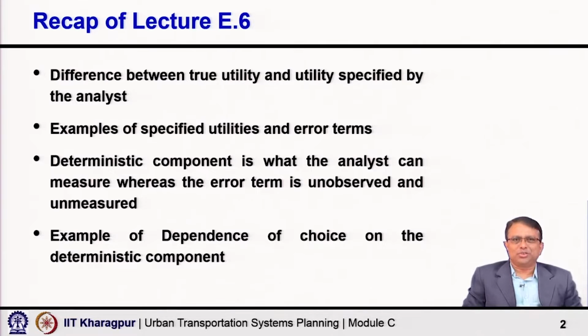And then we explained through a set of examples the dependence of choice on the deterministic component. If the deterministic component of utility for an alternative increases, the probability of choosing that alternative will increase. If the deterministic component of utility decreases, there will be a reduction in the probability of choosing that alternative. That dependency we explained with a set of examples.